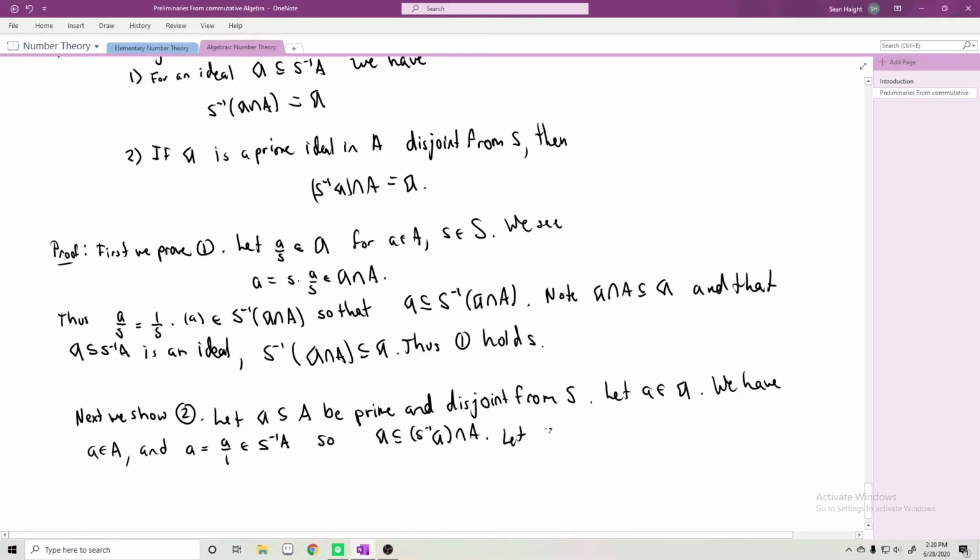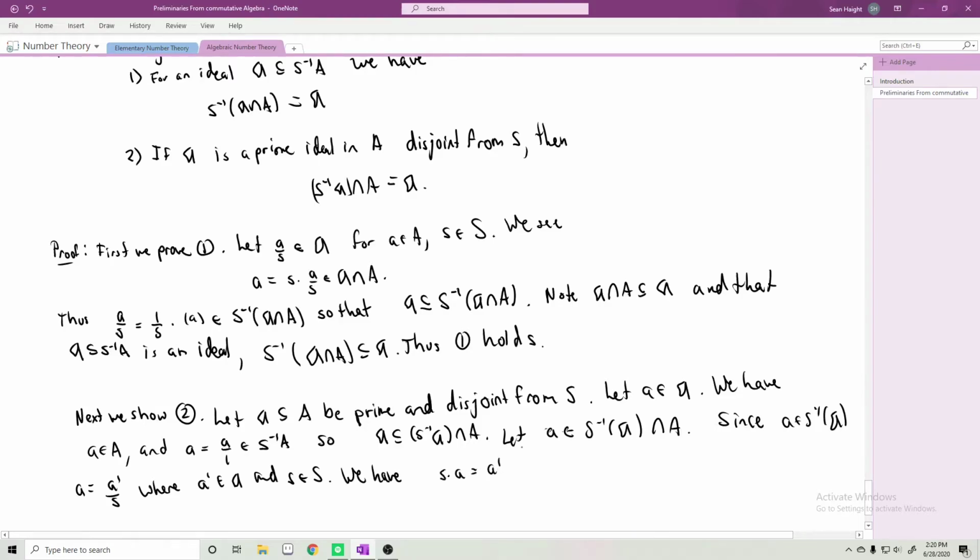We're going to let a be in S inverse 𝔞 intersect A. Well, since a is in S inverse 𝔞, we can write this as some fraction a prime over s, where a prime is in 𝔞 and s is in big S. So for an integral domain, this means that in terms of elements of A, we have s times a equals a prime. This is an equality taking place in my original ring A. This is essentially what fractional equality means in the field of fractions of an integral domain.